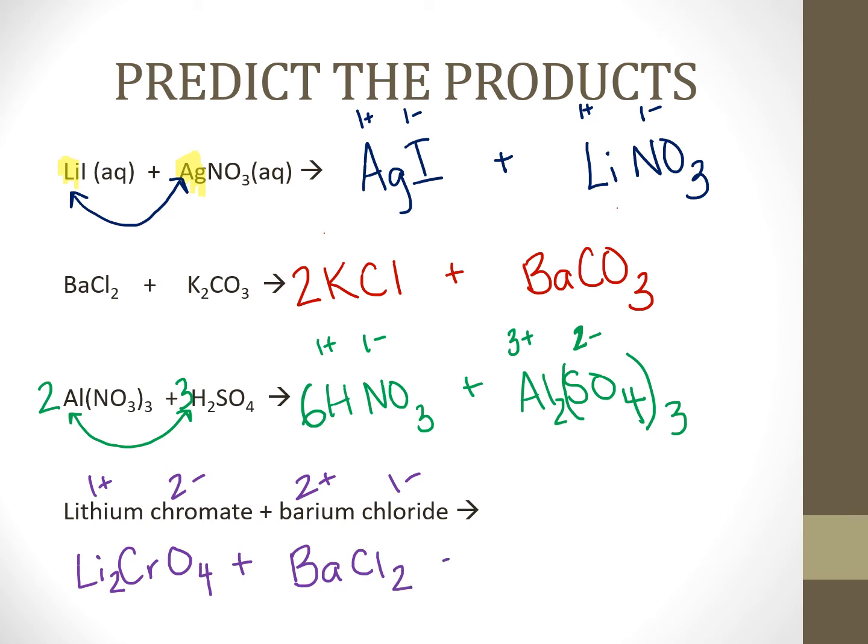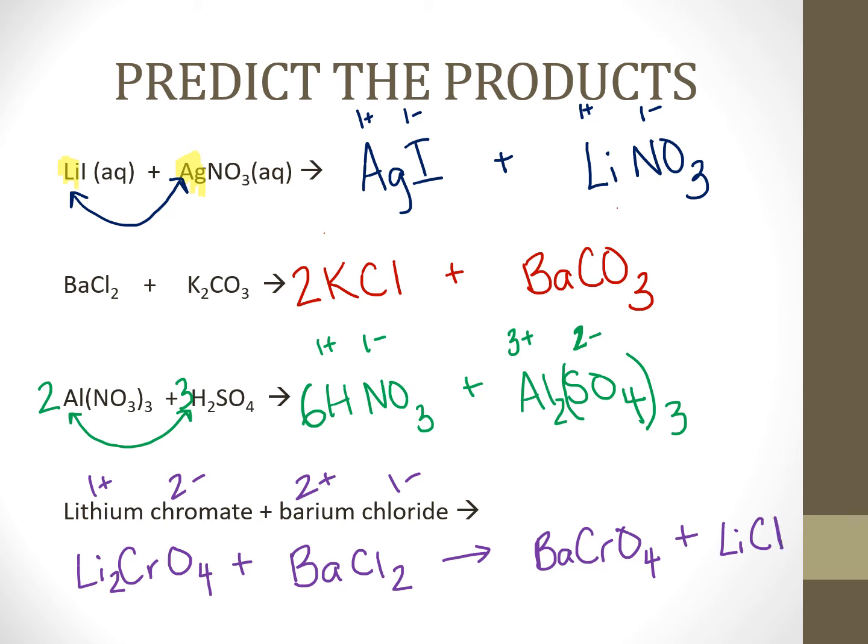So I'm going to switch the barium and the lithium. So barium chromate, and I already wrote my charges before. I know these are a +2 and a -2. Plus LiCl, which are +1 and -1.